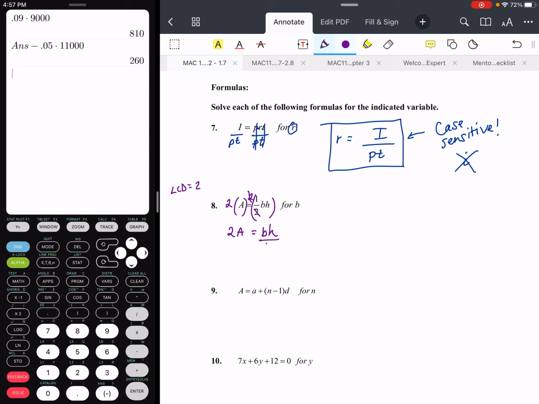And now to solve for B, divide by H on both sides. Gives me B equals 2A over H. Make sure you keep that capital A.